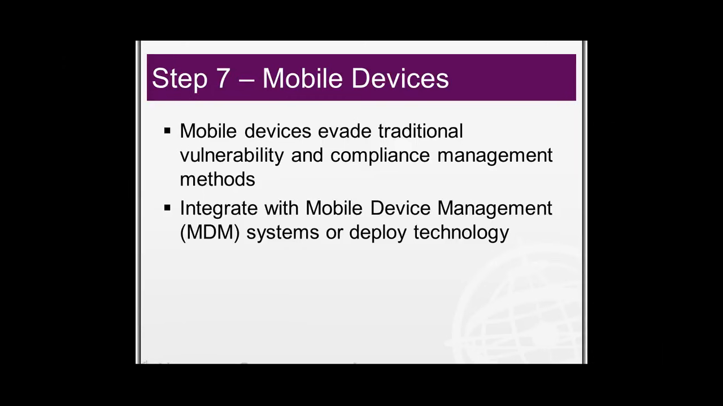So what we need to do is integrate mobile device management systems or deploy technologies such as agents and things like that. We have to integrate these things in order to enable organizations to add mobile devices to the assets identified and then manage them as part of our vulnerability management program. How do we bring these things together to make them work synergistically, basically? Step 8, next slide.